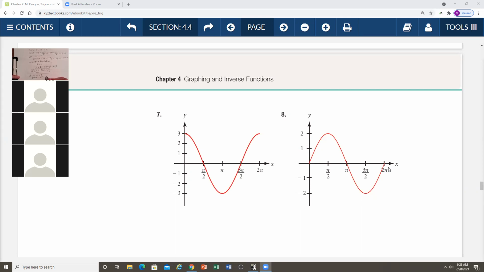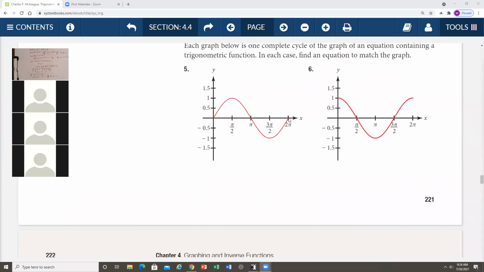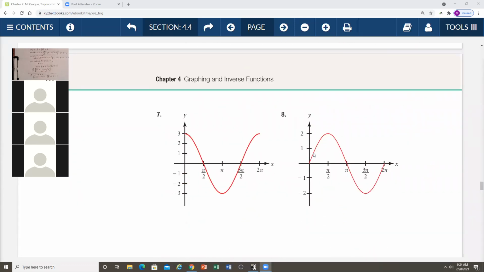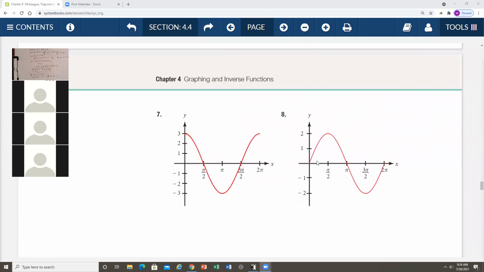2 pi. Then the period would be equal to 2 pi divided by b, which would imply that b would have to be 1 in our equation. Does it look like this graph has experienced a horizontal phase shift? Does it look like the graph of number 5 has been shifted right or left to give us the graph of number 8? It has stayed put. It doesn't appear to have any horizontal phase shift.